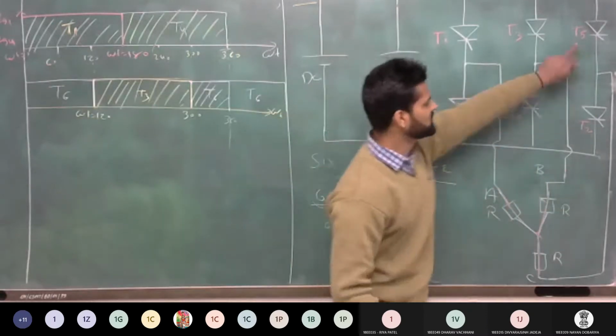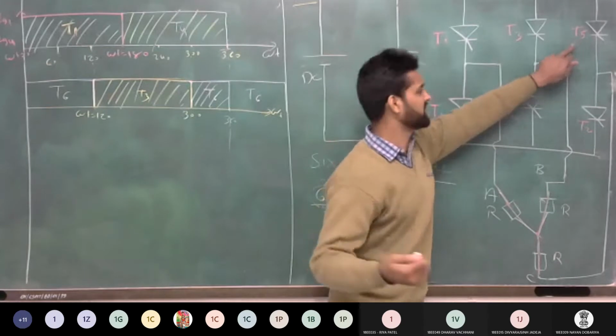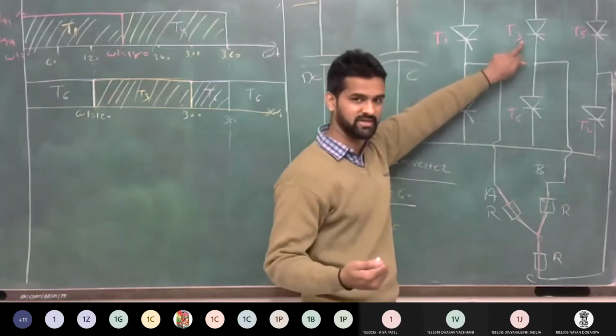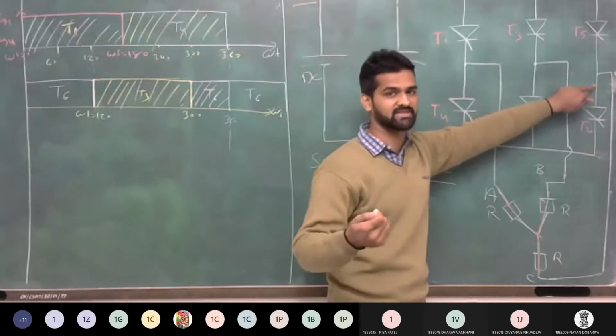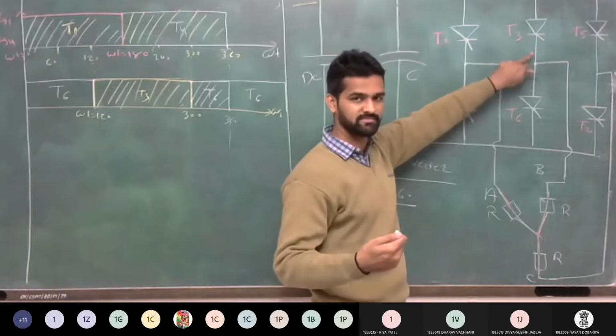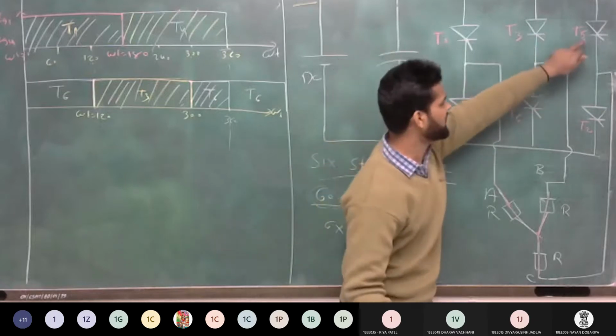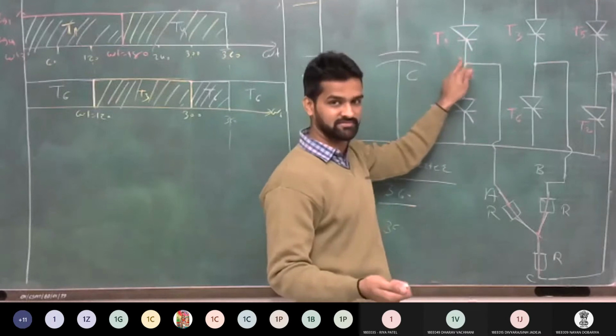T5 and T2. T5 must be turned on 120 degree after the conduction of T3, because again phase C must have 120 degree phase displacement with respect to phase B. Or you can say that T5 has 240 degree phase displacement with respect to T1.